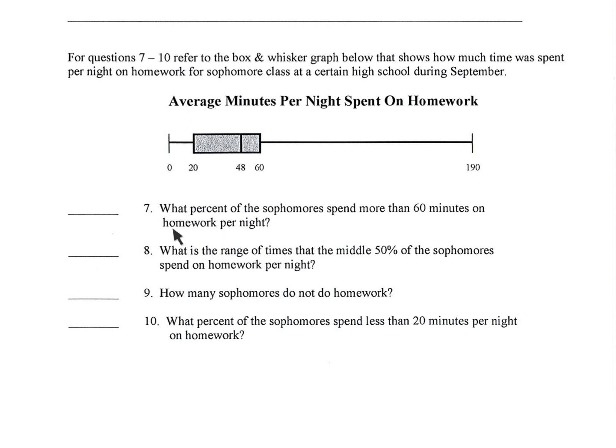The first question says, what percent of sophomores spent more than 60 minutes on homework per night? So more than 60 minutes. So here's 60 minutes, and this would be more. So once again, if we recall that each one of those sections is worth 25%, from here to here would be 25%.